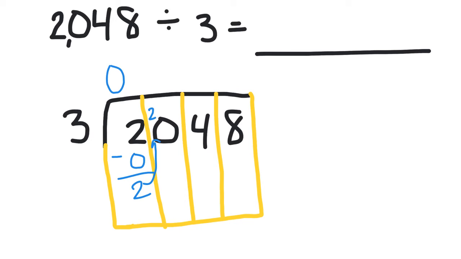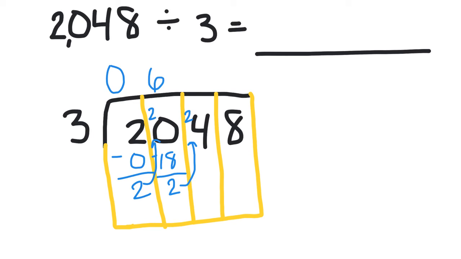I know that 3, 6, 9, 12, 15, 5 3s is 15, 6 3s is 18, 7 3s is 21. So that means we can fit 6 3s into 20. 6 3s is 18. 20 minus 18 is 2. And again, we're going to take that 2 and bring it up in front of our 4.